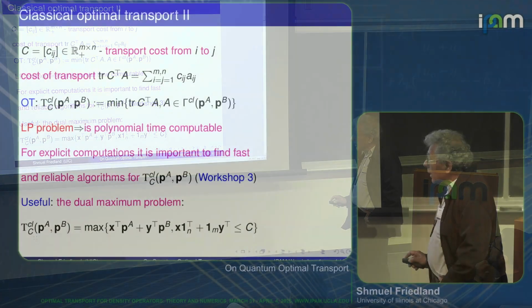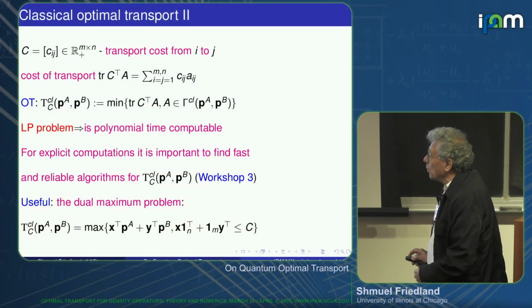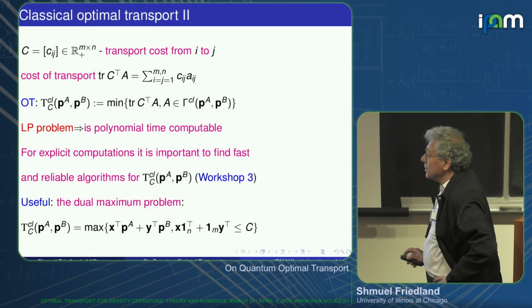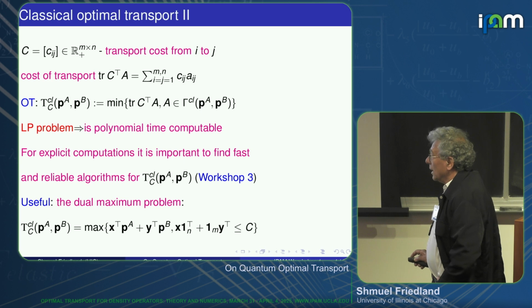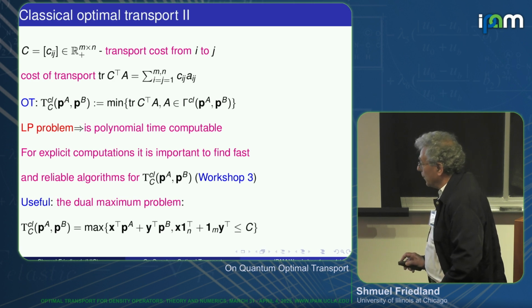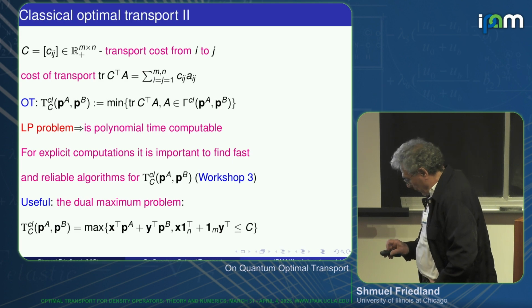Now, in linear programming, a very useful tool is the dual maximum problem. You can restate, instead of the minimum, a maximum, it would be like that: maximum of X transpose P_A plus Y transpose P_B. So this is going to be now 2 numbers, when this rank 2 matrix is less than or equal entry-wise to C. Okay, so this is a dual problem.